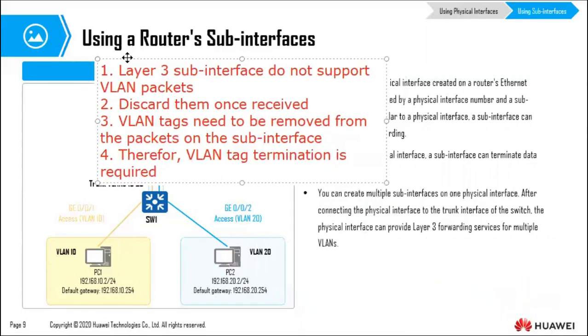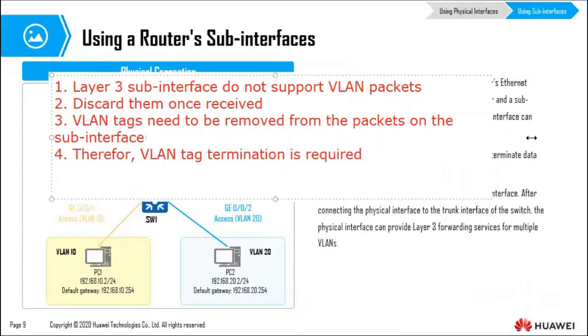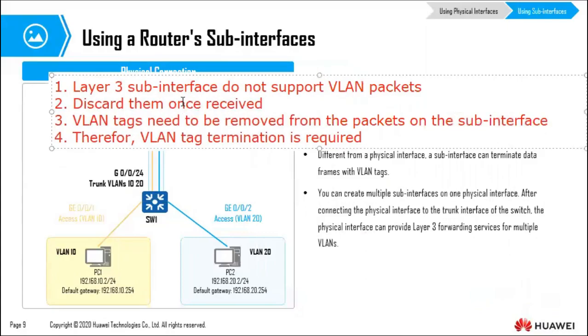From what I have already explained, I know this can sound a little bit confusing. That layer 3 subinterfaces do not support VLAN packets. They will discard them if they receive them. Therefore, VLAN tags need to be removed from the packets on the subinterface. So you need what is called VLAN tag termination.